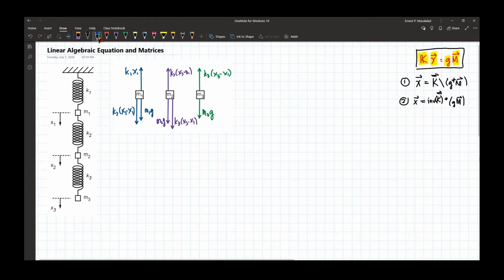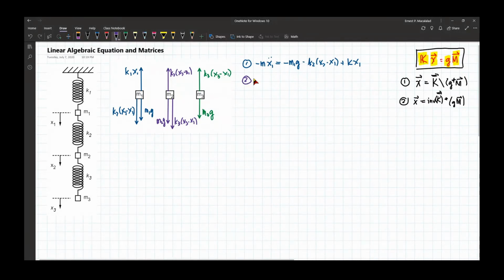The three equations of motion are as follows. Number one would be negative m1 x1 double dot. This is equal to, negative means this is downward, negative m1g minus k2 (x2 minus x1) plus k1 x1.